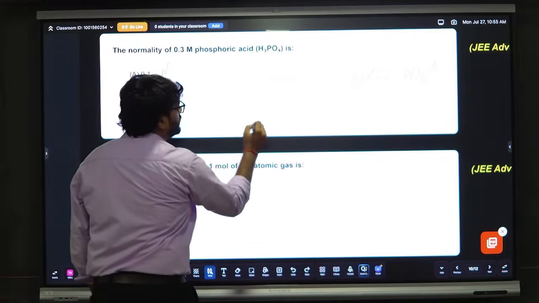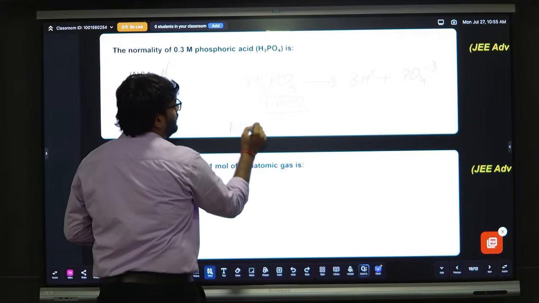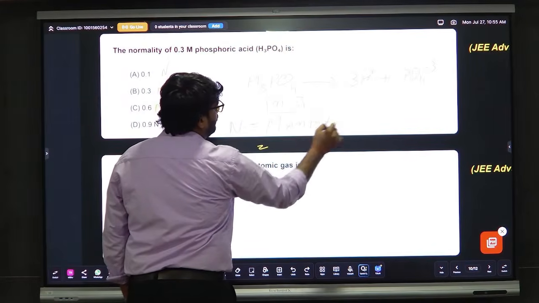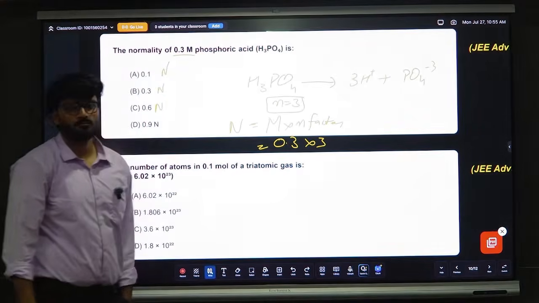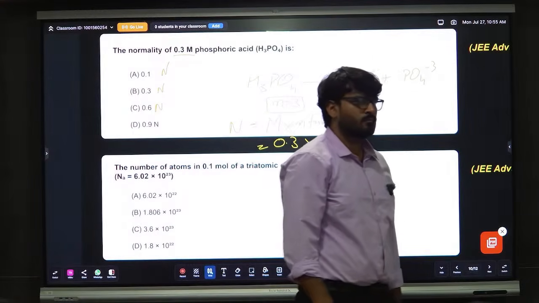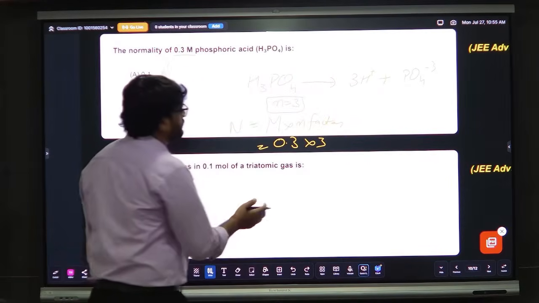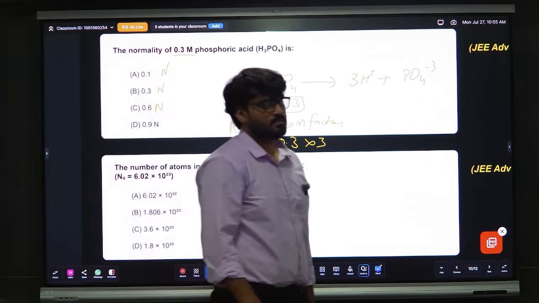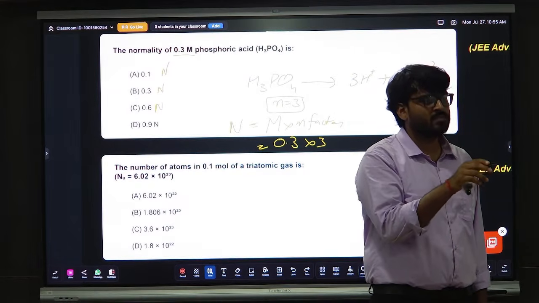And you know normality is equal to molarity into, tell me everyone, molarity into n factor. Can you derive that from normality is equal to mass by equivalent mass? That is the definition of normality. You are talking about equivalent mass, I guess. Equivalent mass is equal to molecular weight by n factor. That is what you are mentioning, I guess.